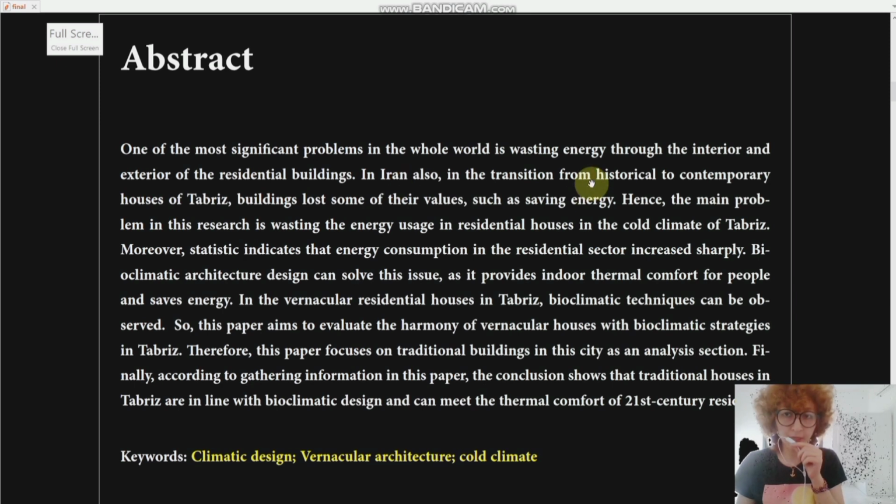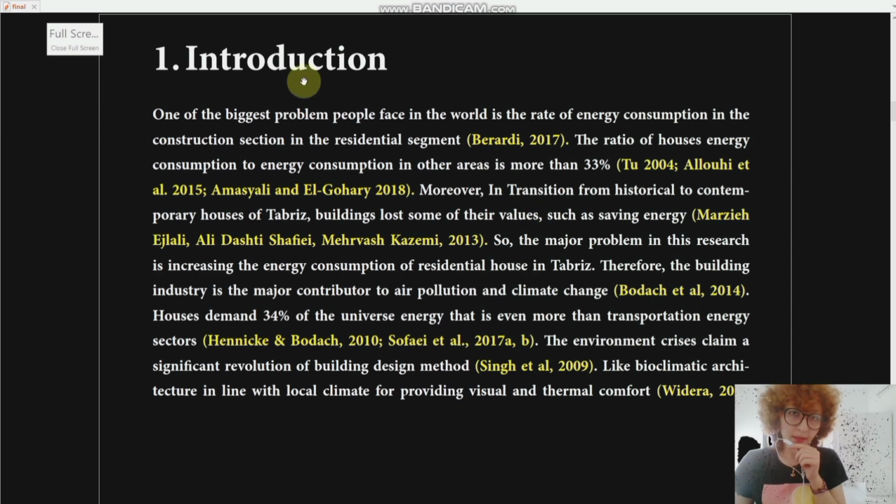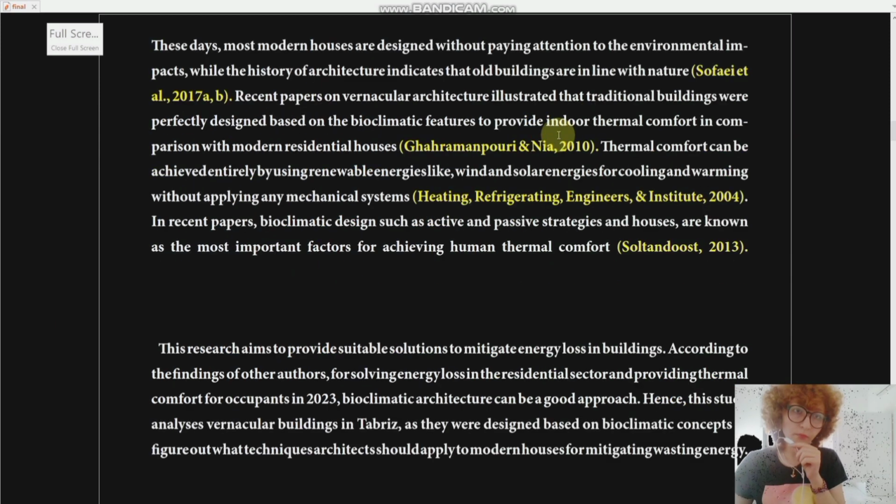exterior of residential buildings. In the transition from historical to contemporary houses of Tabriz, buildings lost some of their values, such as saving energy. So applying a bioclimatic approach can tackle these problems according to many researchers. They suggested that bioclimatic can tackle these problems. So this research aims to provide a sustainable, suitable solution to mitigate energy loss in buildings.